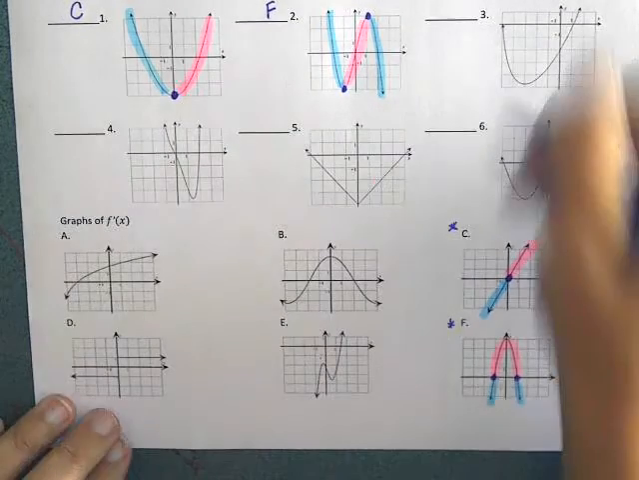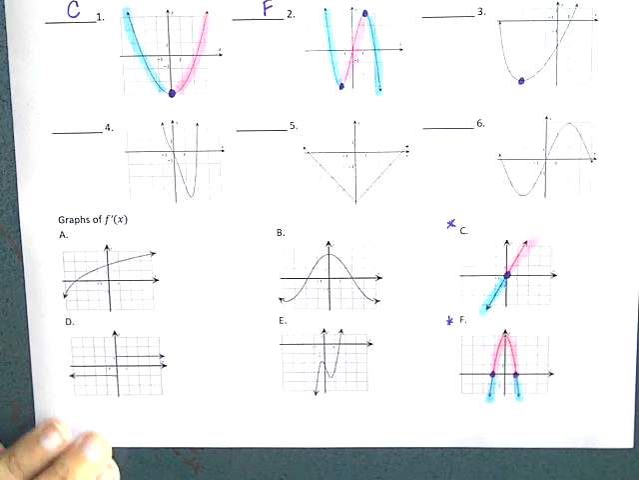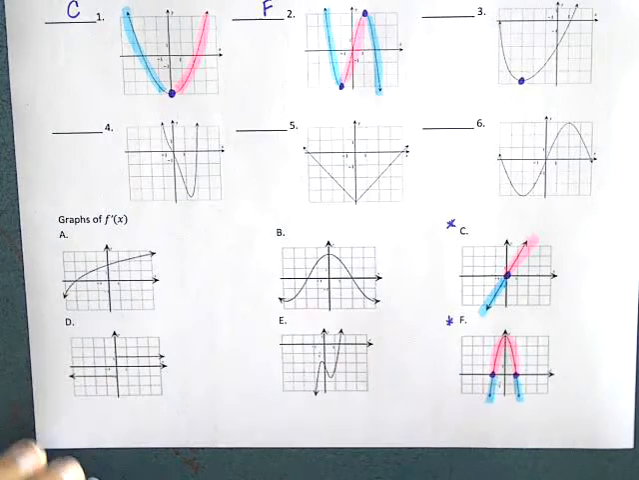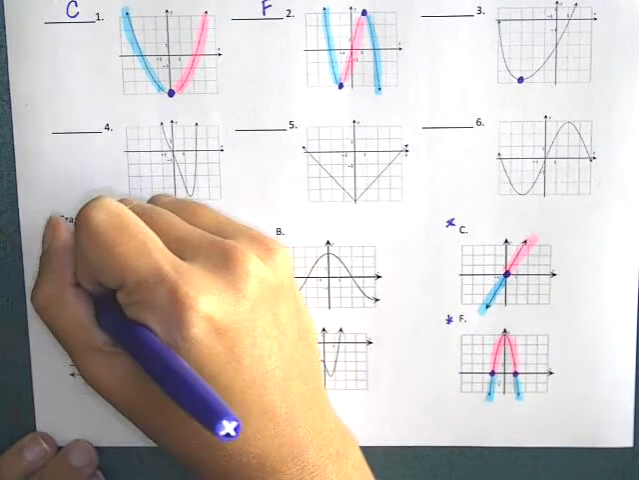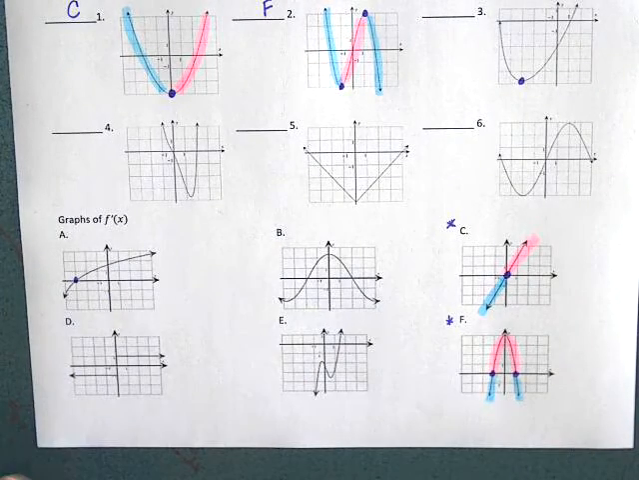For number 3, I can see that there's a minimum at the -3. So I'm looking for a graph where there's an x-intercept at -3. This one has an x-intercept at -3. This one does not, this one does not, this one does not. So I really hope A works.